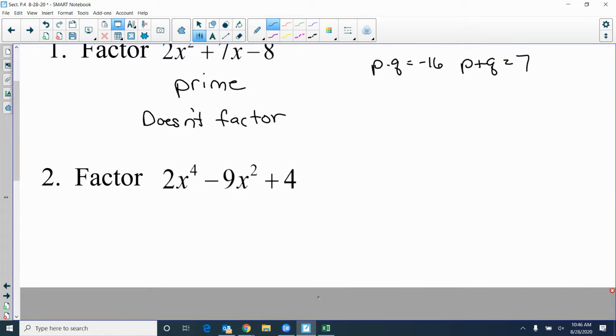You don't always have to have x squared. There's a multitude of different exponents you can have. So we'll just take a look at 2x to the 4th minus 9x squared plus 4.